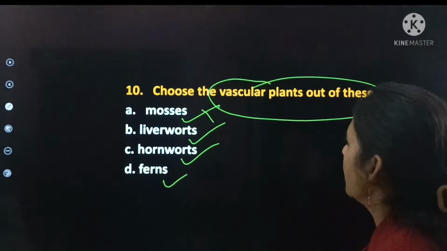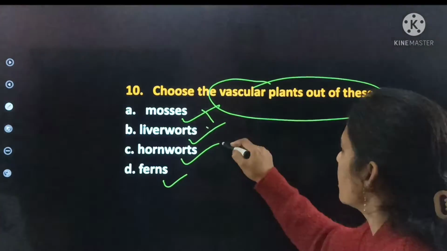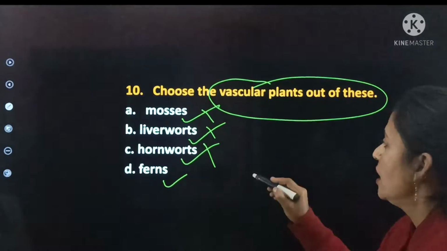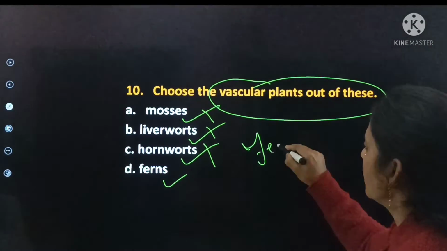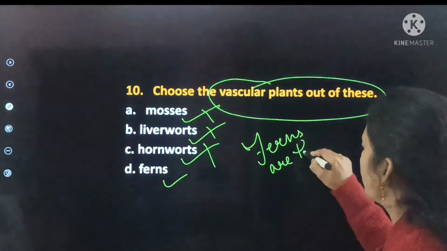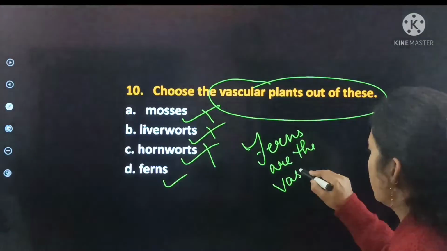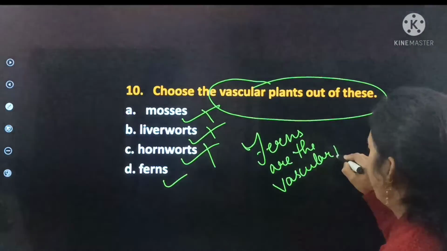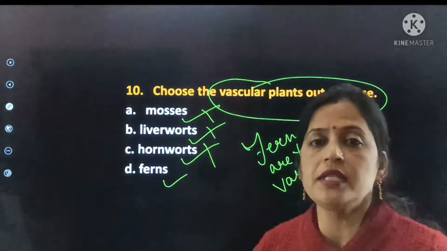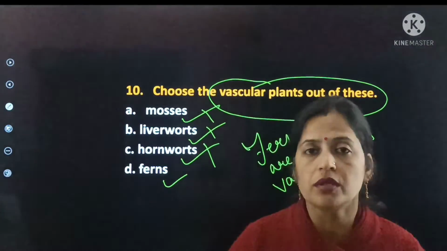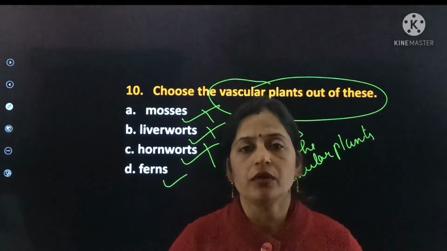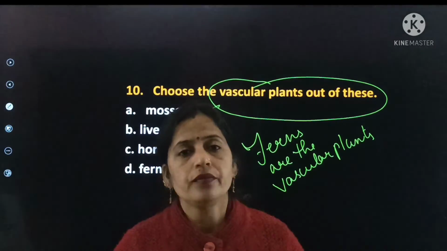Mosses is not the vascular plant out of these. Liverwort is not again a vascular plant. Hornworts are not the vascular plants, but ferns. Ferns are the vascular plants. So here we complete important 10 questions regarding the chapter that is the diversity in the living organisms, and this is our part number 2 from this chapter.